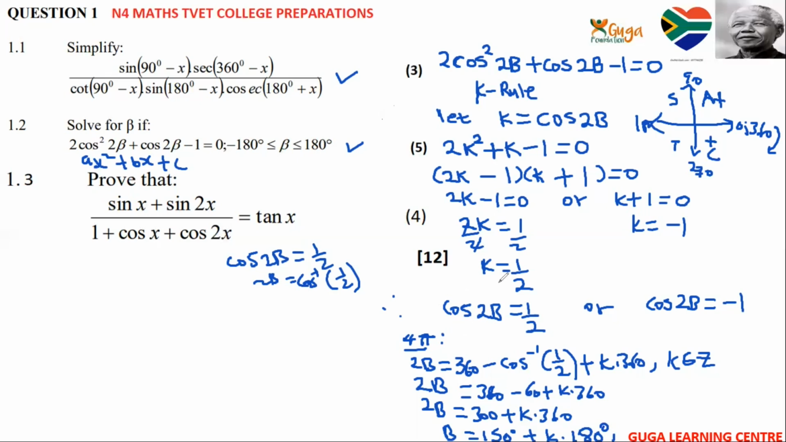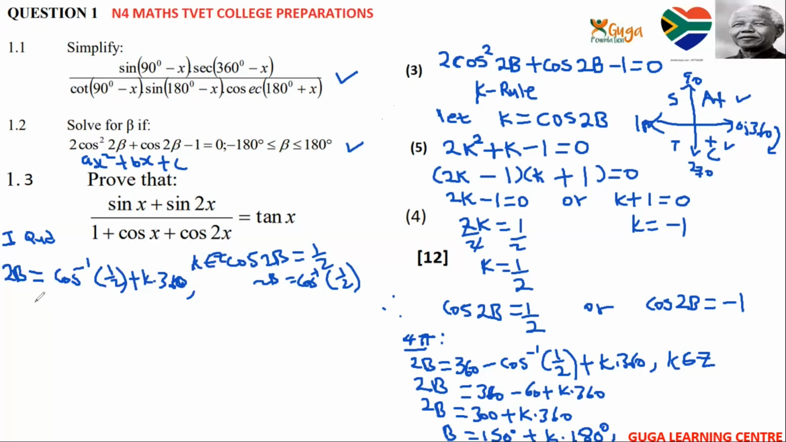So now this was the fourth quadrant. We have to do the same now for the first quadrant. So we did this one here, and we want to do this one. Here is zero, so it will be zero plus, and normally we don't write zero. So for the first quadrant, 2b is equal to arc cos of half, plus k into 360, where k is an element of the integers.